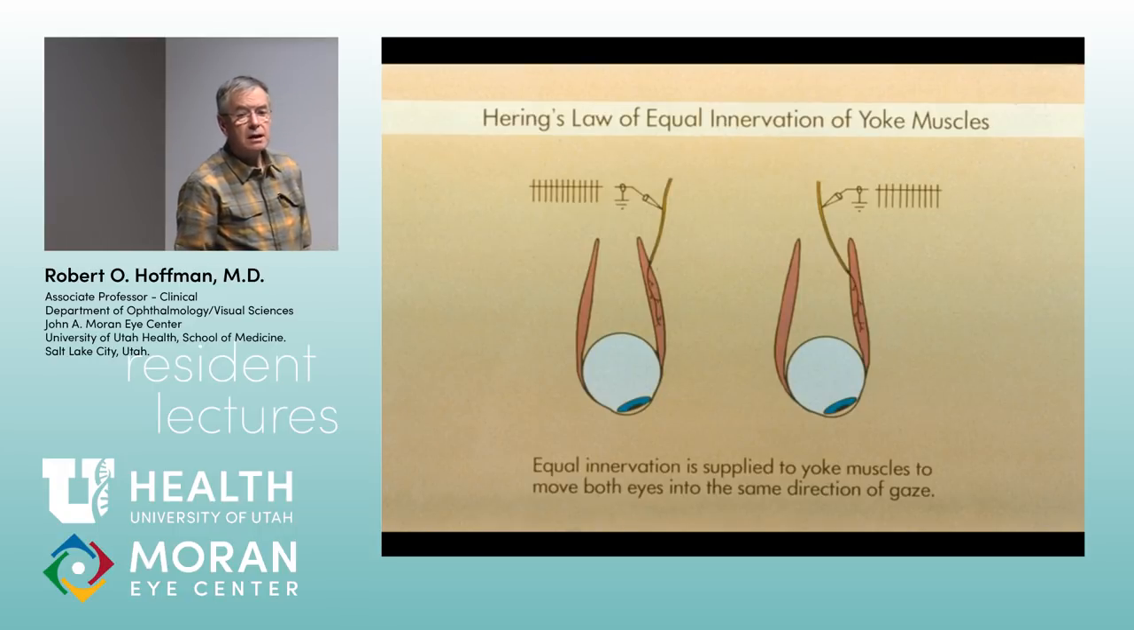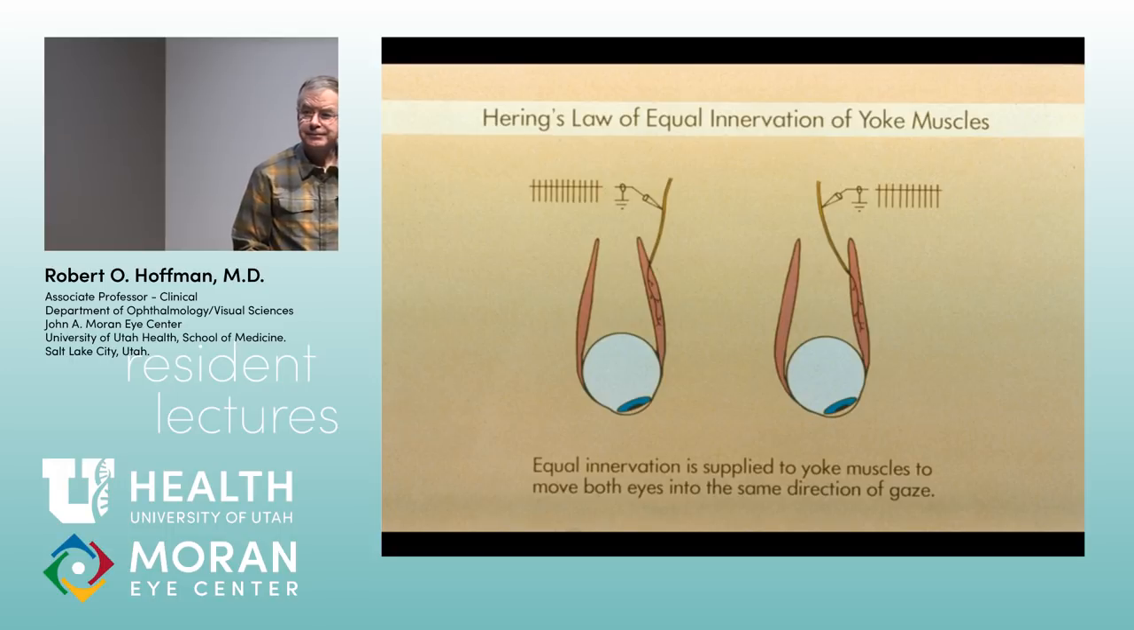Now, what about Hering's law? What does that tell us? Basically it tells us that the yoke muscles, the muscles that move both eyes in the same direction, get the same amount of innervation. So if my eyes are looking off to my right, the right lateral rectus and left medial rectus get the same amount of innervation. Why is that? It explains a bunch of things. First of all, we use that at times to try to make it harder for one eye to move, to increase the innervational input to the other eye.